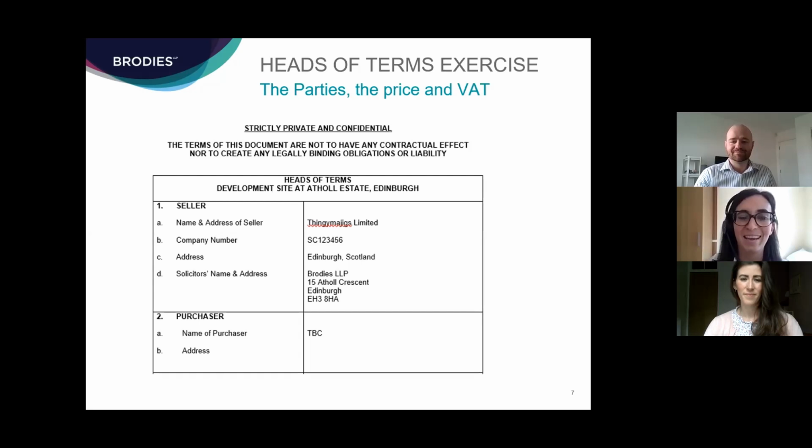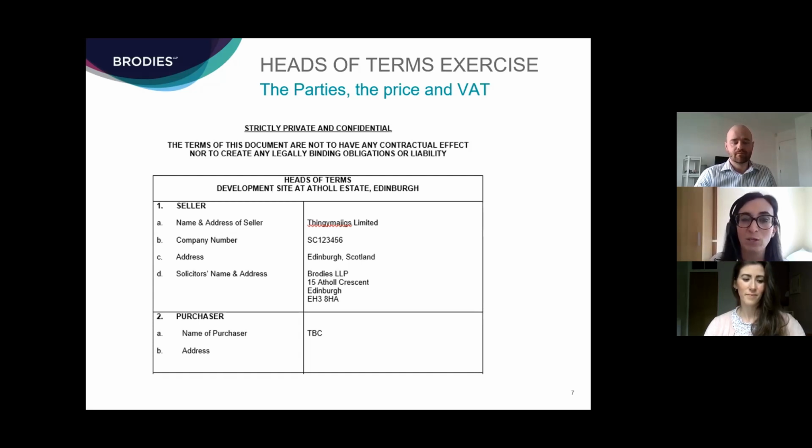Thank you, Rory. Now that Rory's explained the importance of heads of terms, we're going to have a look at some draft heads of terms for a commercial sale, which we've put together. In this circumstance, the purchaser is going to buy the land to develop it, and we are going to be acting for the seller of the property.